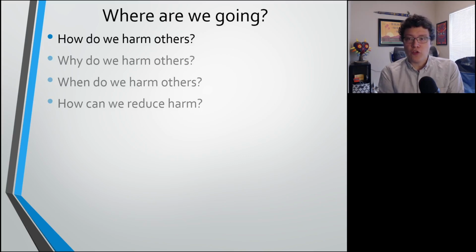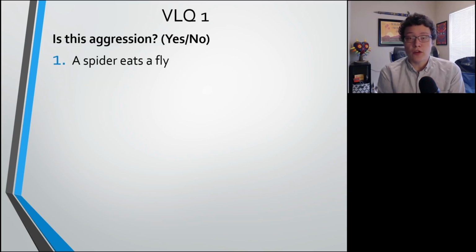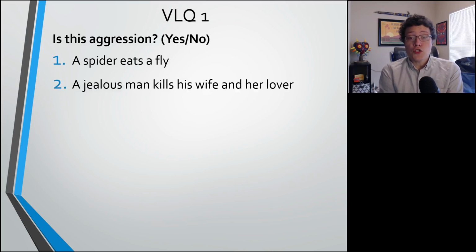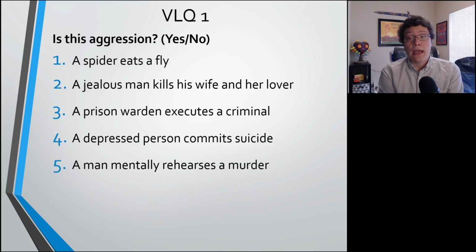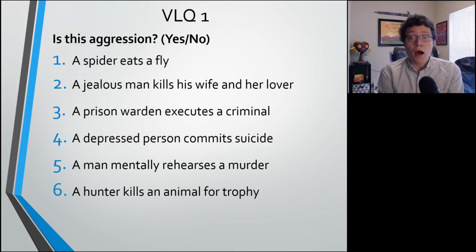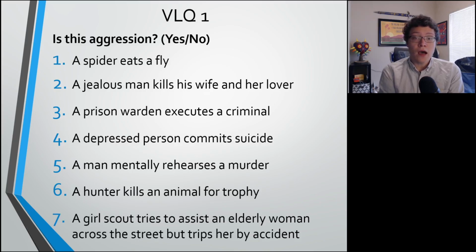And to do this, I'm going to have you do a couple of yes or no questions. I want you to tell me if any of these are acts of aggression, yes or no. The first one: if a spider eats a fly, is that an act of aggression? Two, if a jealous man kills his wife and her lover, is that aggression? How about a prison warden executing a criminal, a depressed person who commits suicide, a man who mentally rehearses a murder but doesn't do it, a hunter who kills an animal for a trophy, and then finally, seven, a Girl Scout who tries to assist an elderly woman across the street but trips her by accident. So go through these and look. Which of these are considered aggression? With that, go ahead and pause the video and we will move on to the next slide.